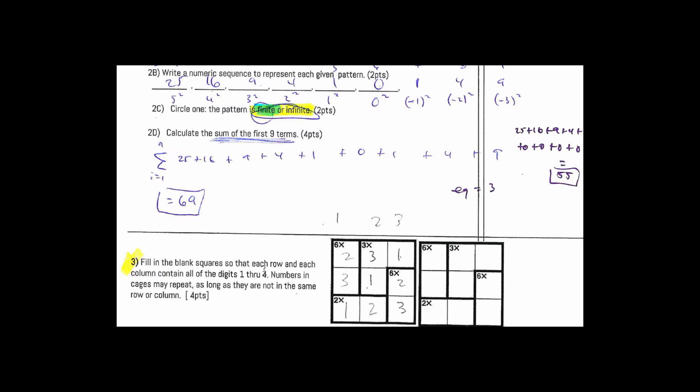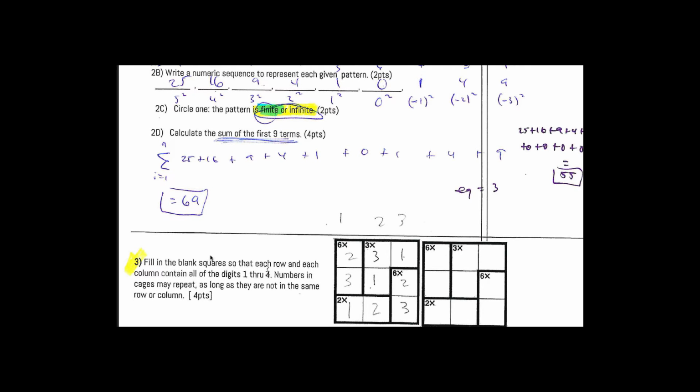For question number 3, fill in the blank squares so that each row and each column contain all the digits, let's just say 1 through 3. Numbers in cages may repeat as long as they are not in the same column. You get 4 points if it's correct, or if you got it wrong, you get 1 point. You only have to fill out 1. The second one is for your quiz corrections.